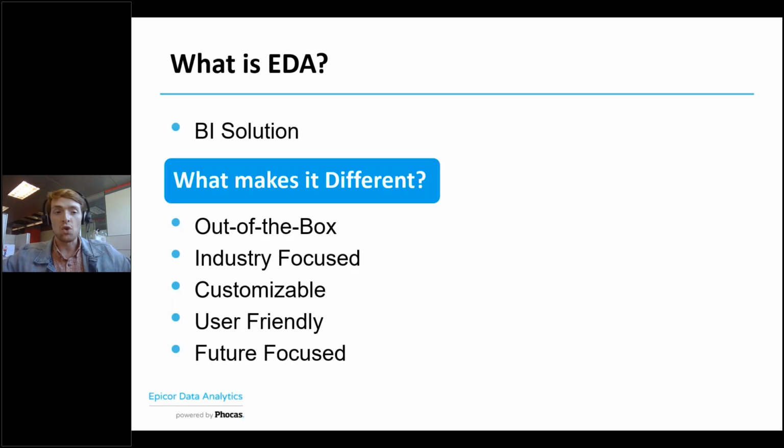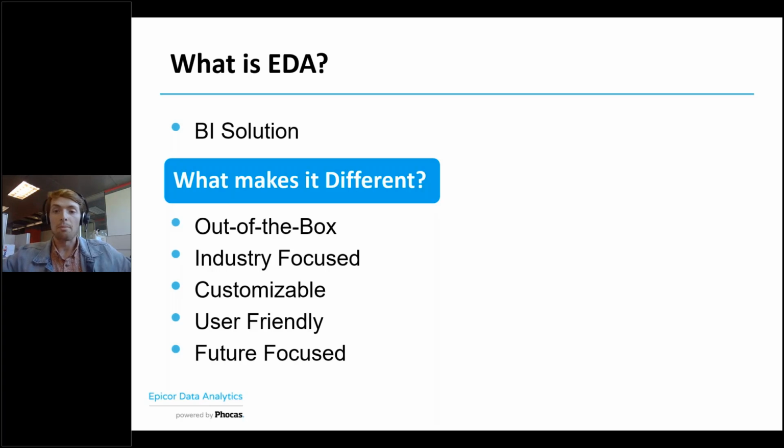So what is EDA? Well, at its core, it's a BI solution. And there's a ton of BI solutions out there. I'm sure a lot of you are operating on BI solutions already, or you've had one in the past, or you've heard about them. But what makes EDA different? Well, something that we firmly believe over at Phocas, and I know we do at Epicor as well, is that it is going to empower your customers to make data-based decisions. That's what we're all about: we want people to not be intimidated by data. We want them to be able to access it, understand it, and use it effectively to make decisions for their business.